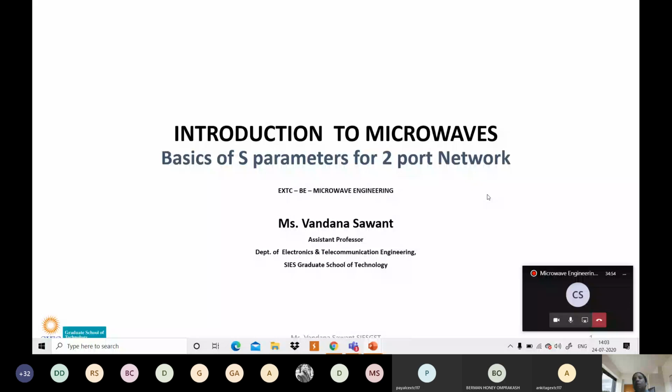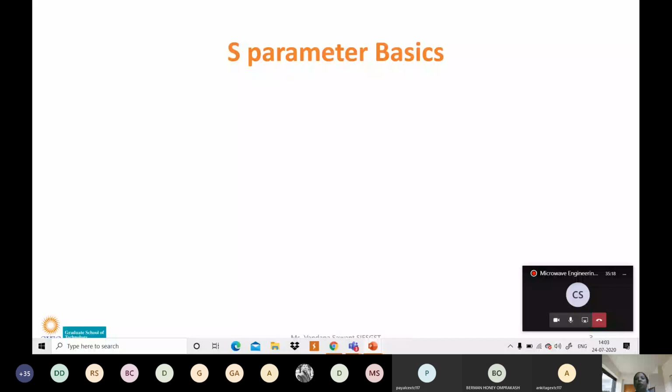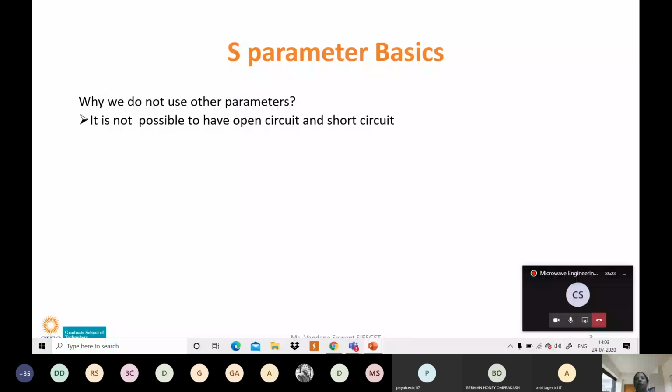The objective of the lecture is that students should be able to derive S parameters for a two-port network. So we will start with that. We already saw yesterday why we are not using other parameters: it is not possible to have open circuit and short circuit in case of high frequency. Then equipment is not easily available to measure the total voltage or current at high frequencies, because every instrument has its frequency limits.